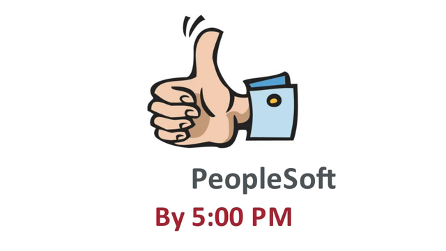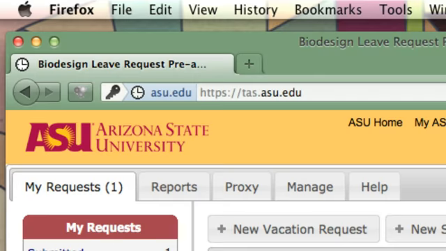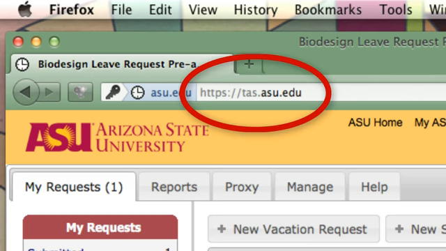Once the supervisor has approved all your time, then it's incumbent on you to put the same time in PeopleSoft by 5 p.m. that Friday and make sure that the time you enter in PeopleSoft is the same time you enter in TAS. Let's go over these steps one by one. For entering the time in the TAS system, you'll first go to the website https://tas.asu.edu. Then you'll enter your ASURITE and password.